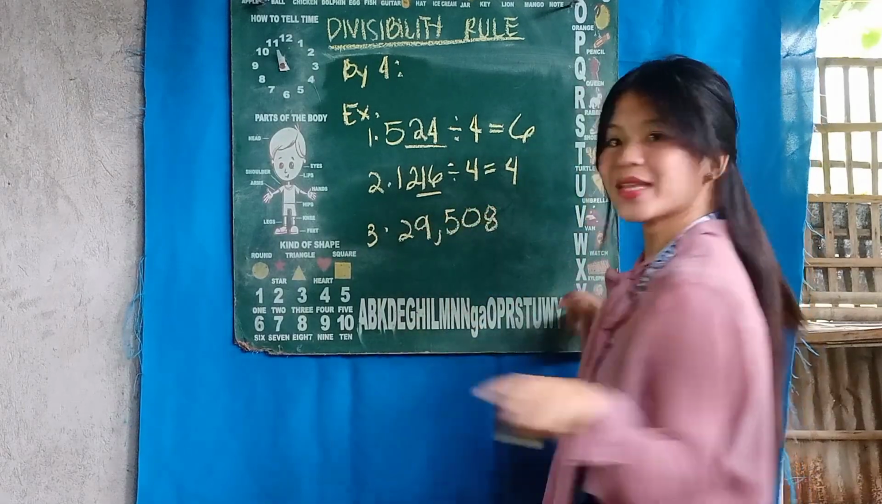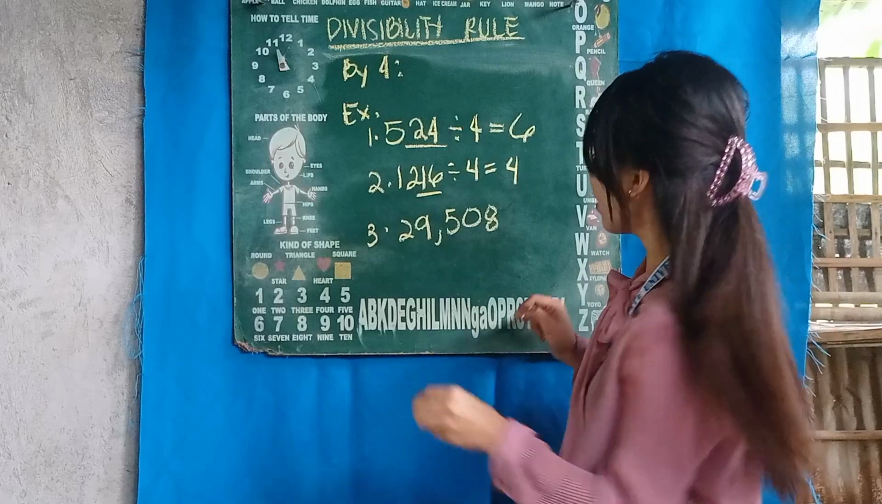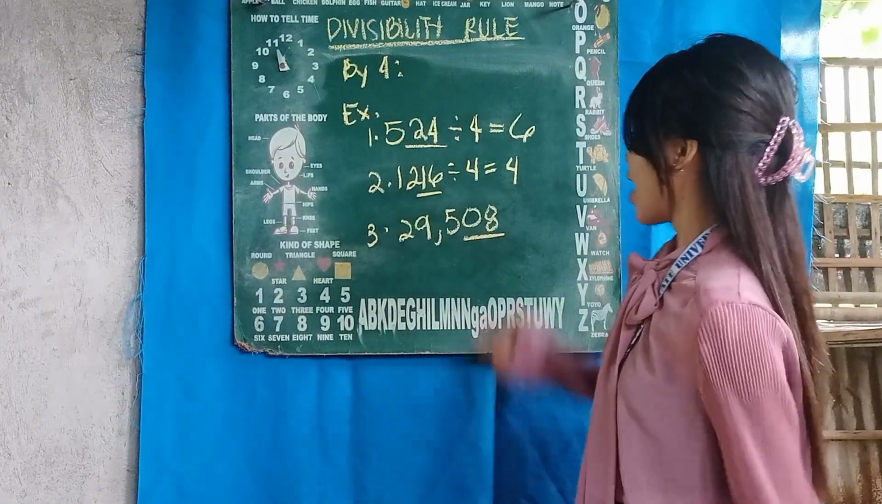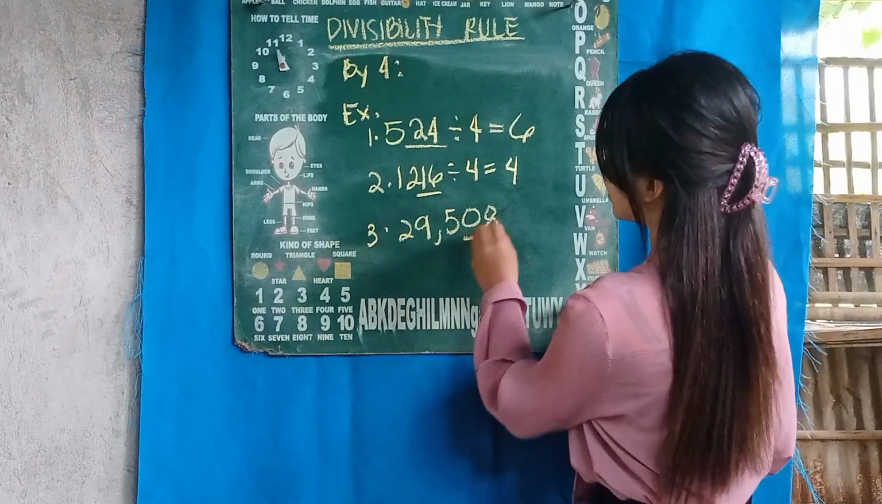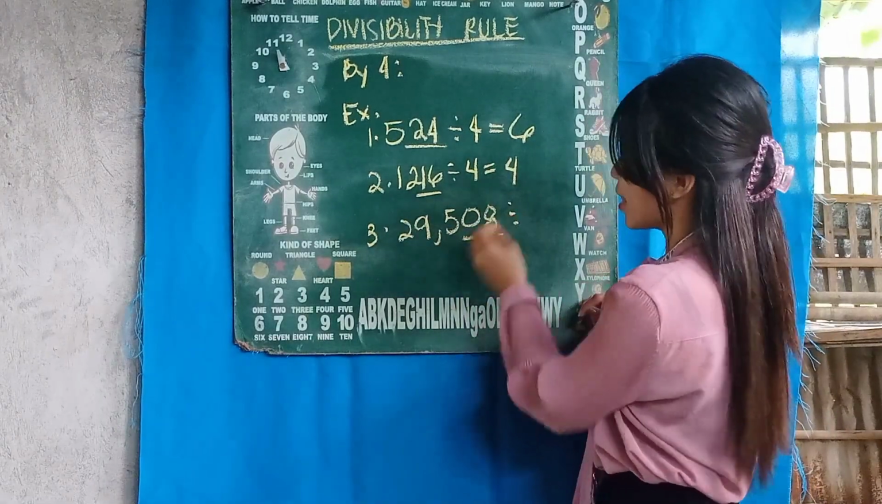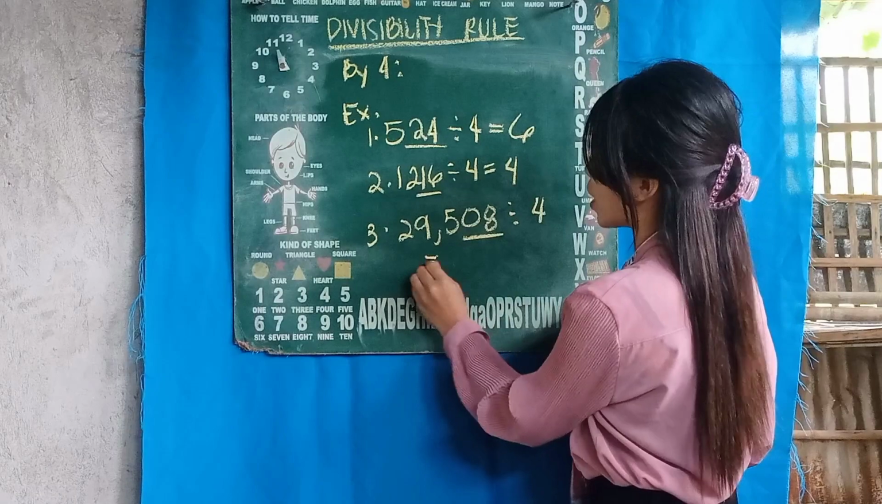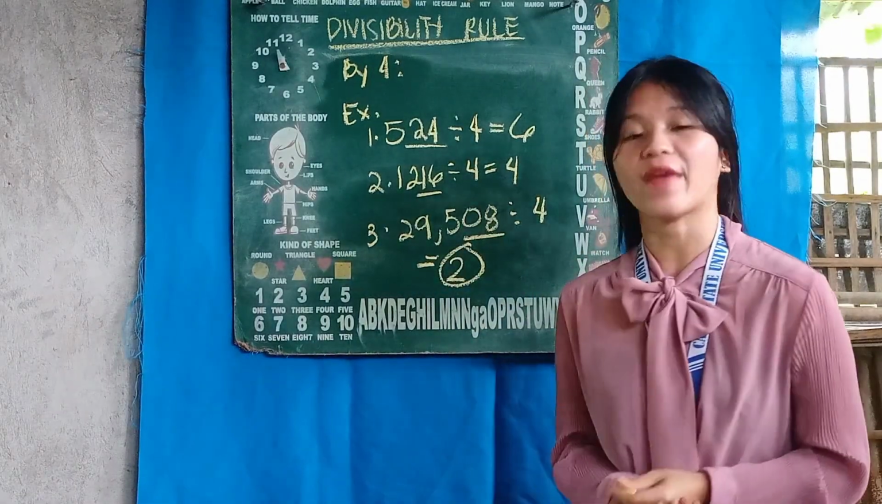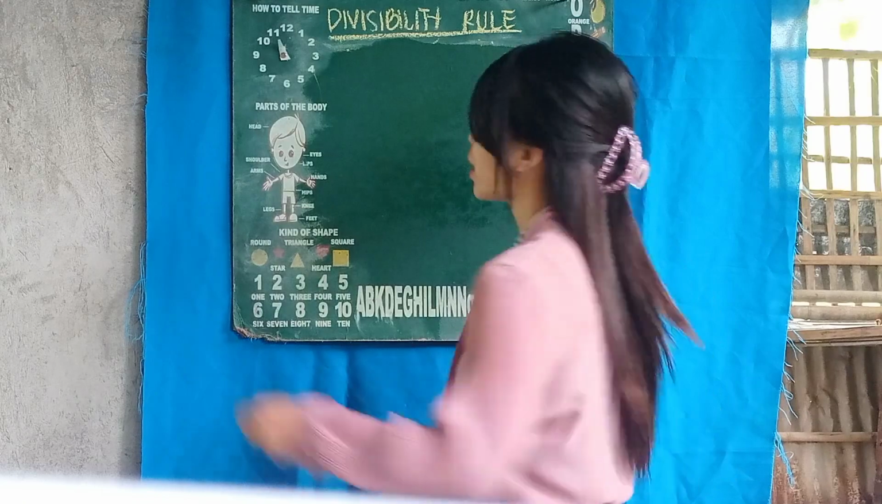29,508. What is the last 2 digits of the number? Yes, 0 and 8, or 8. 8 is also divisible by 4 because 8 divided by 4 is equal to 2. That doesn't have any remainder.